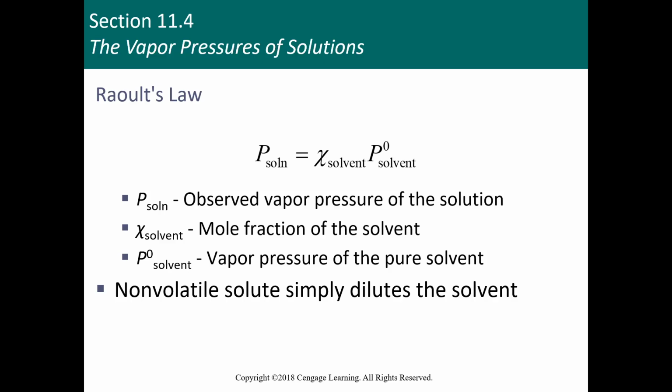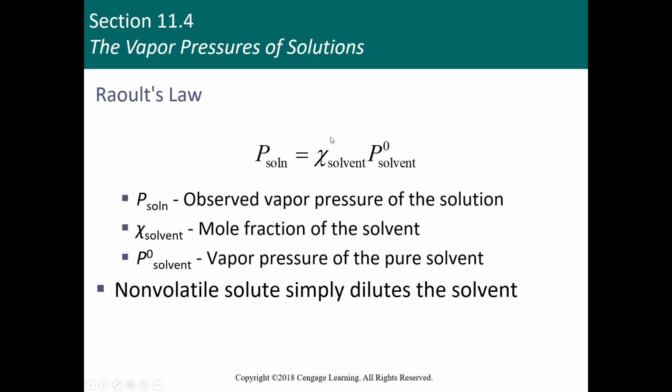This is actually given to you by Raoult's law. And Raoult's law is, again, a law; it's what's observed. It doesn't actually tell you why it happens. This will be the pressure of the solution. So that's the observed vapor pressure of the solution above it, which is equal to the mole fraction of the solvent times the vapor pressure of the pure solvent.